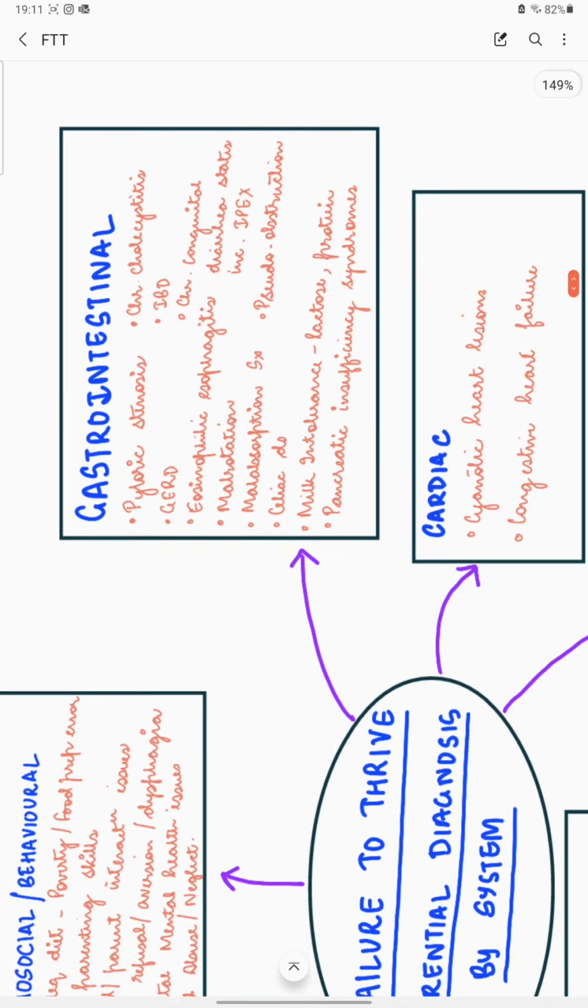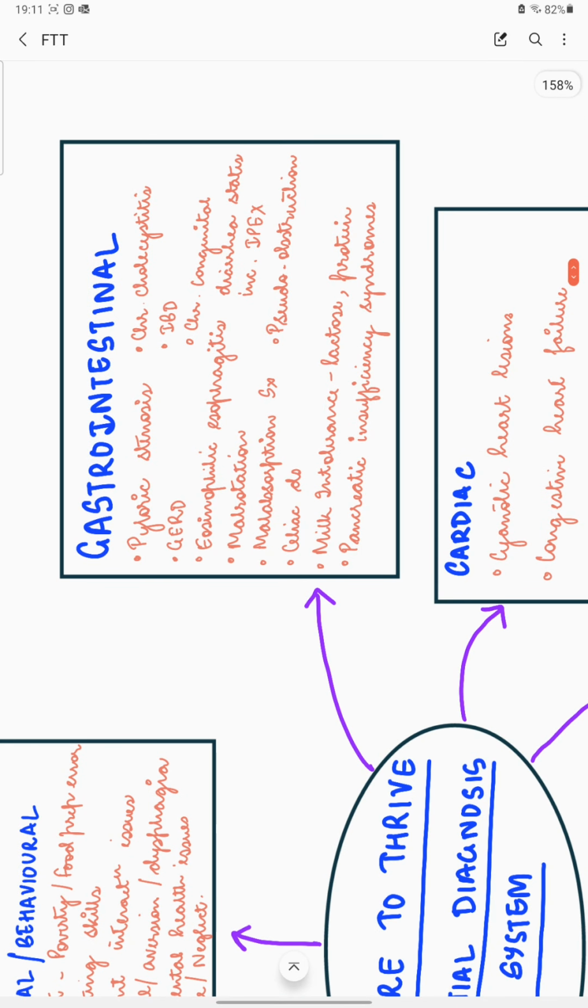Starting with GI causes. The GI causes are pyloric stenosis, chronic cholecystitis, gastroesophageal reflux disease, inflammatory bowel disease, chronic congenital diarrhea states like IPEX, eosinophilic esophagitis, malrotation, malabsorption syndrome, celiac disease, milk intolerance. That can be due to lactose intolerance or any protein intolerance, pancreatic insufficiency syndromes, pseudo obstruction.